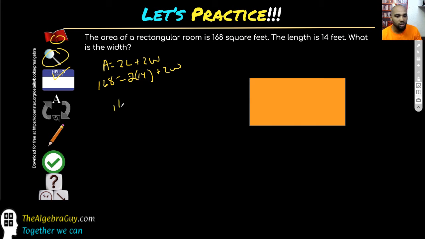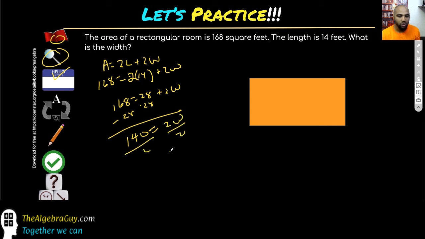2 times 14 is 28 plus 2W. Subtracting 28 on both sides will give us 140 equals 2W. Divide by 2, divide by 2, W equals 70. So just kind of check this a little bit. Make sure we're on the right track.